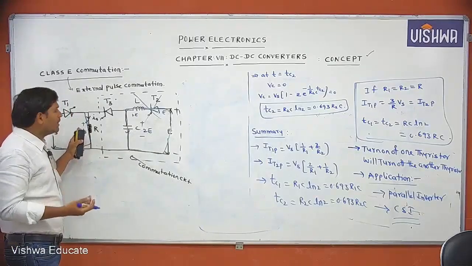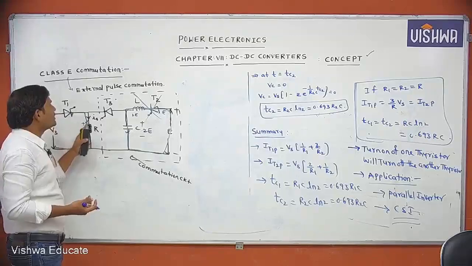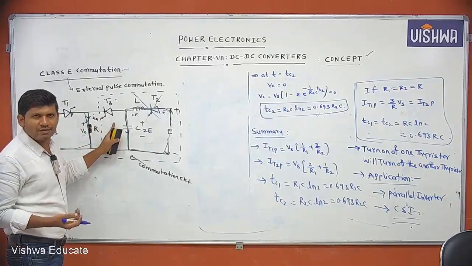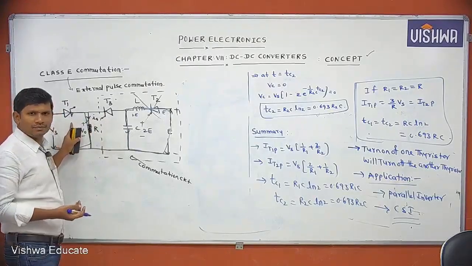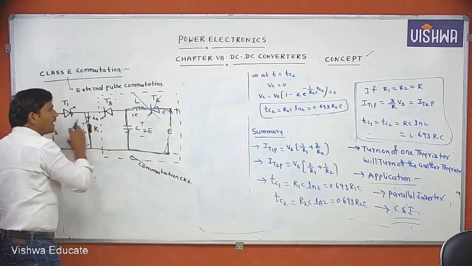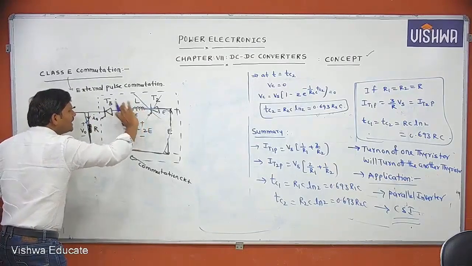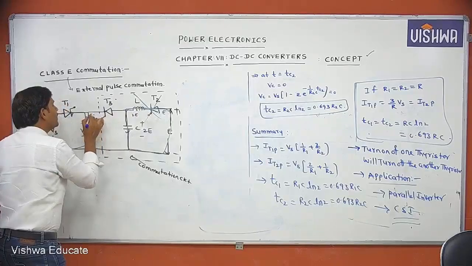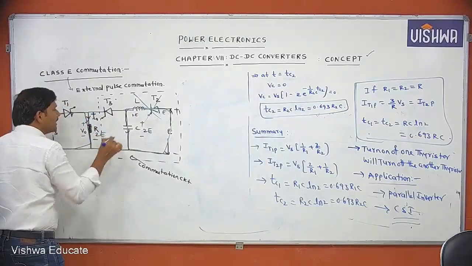Based on our requirement, if you want to turn off T1, then we can trigger the T3 thyristor. Then automatically T1 will be turned off. How is it possible? Sir, if T3 is triggered, how will T1 be turned off? Now, whenever T3 is triggered, this voltage will be connected here. Plus minus 2E voltage is connected here.